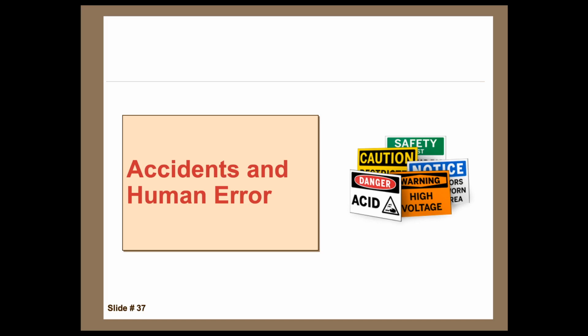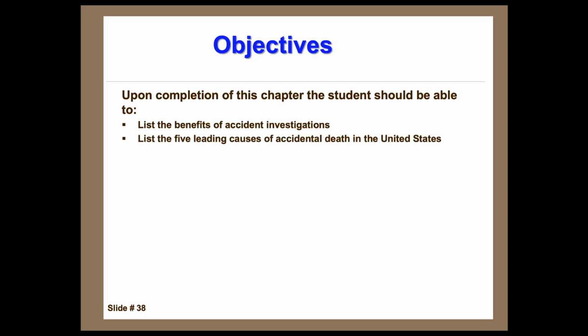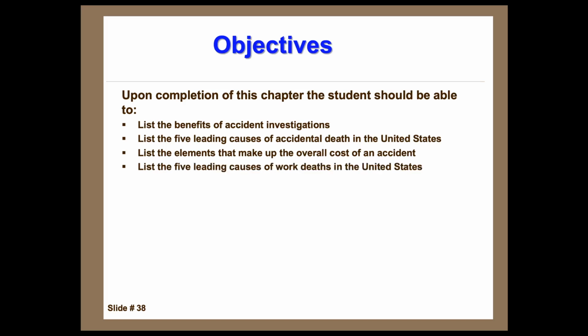Now the third topic is accidents and human error. Upon completion of this topic, the student should be able to list the benefits of accident investigations, list the 5 leading causes of accidental death in the United States, list the elements that make up the overall cost of an accident, and list the 5 leading causes of work deaths.